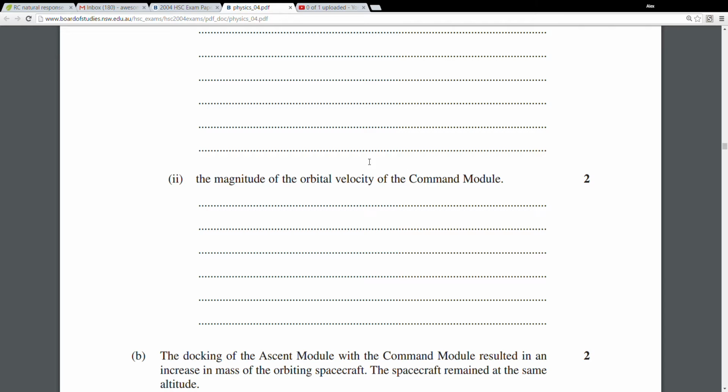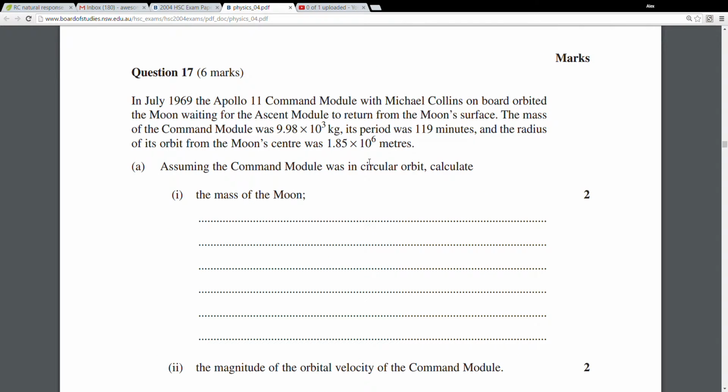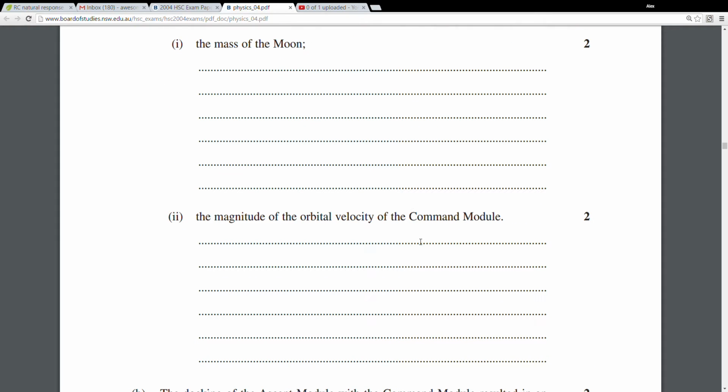Or likewise, we can just use 2 pi r over its period, and that would get us its orbital velocity.